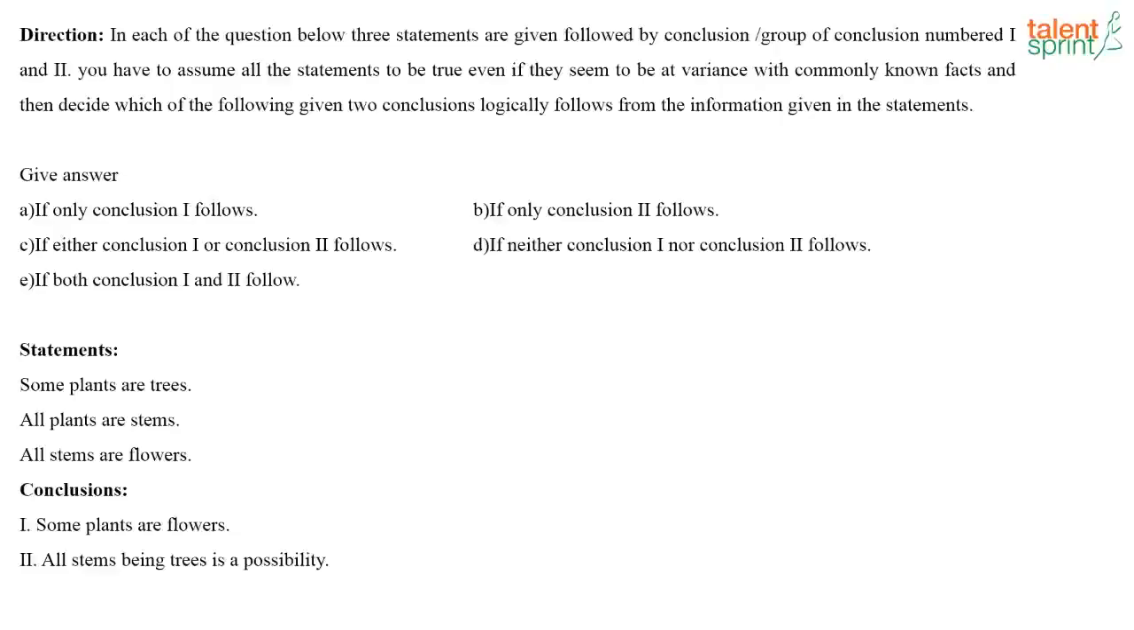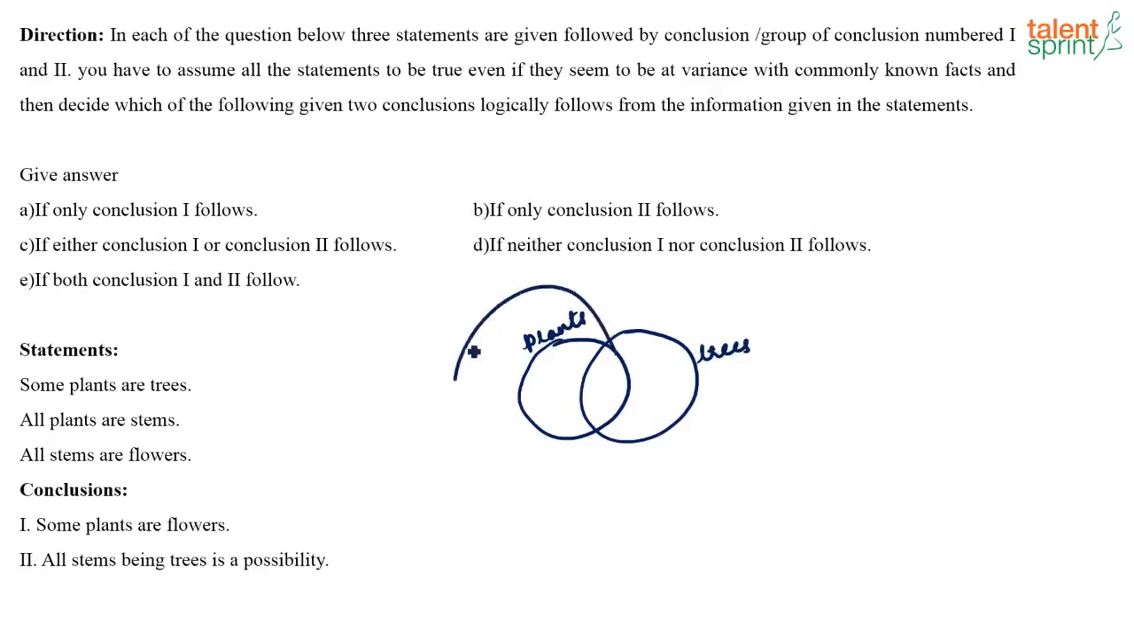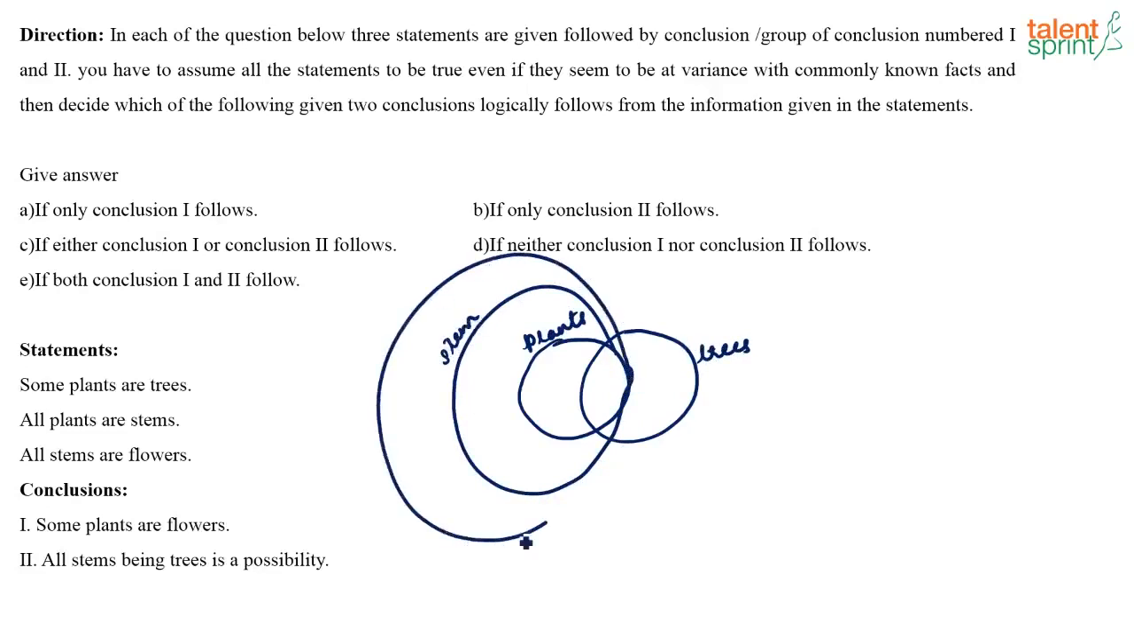Now let us look at the first question for the session. Let us solve this question. The syllogism questions in last week's paper were fairly easy. You could have got all these questions correct for sure in the exam. What is given here? Some plants are trees. I am going to draw the basic diagram for the given information. Some plants are trees. All plants are stem. Then all stems are flowers. So this is how your diagram will look.